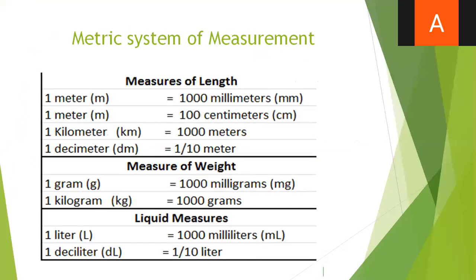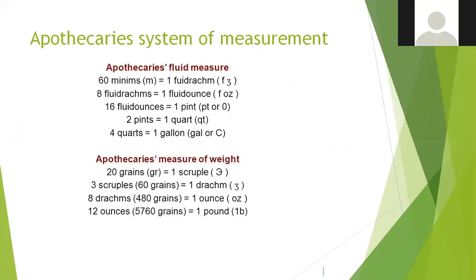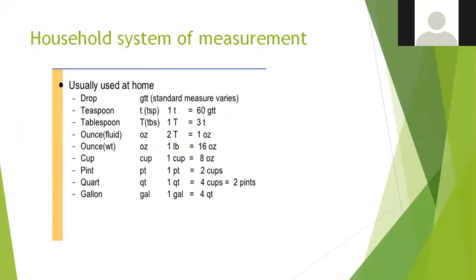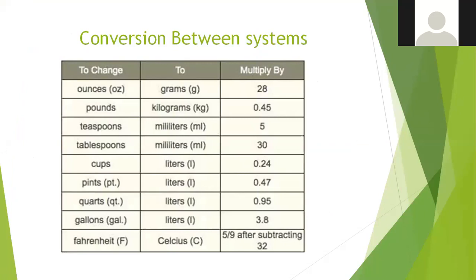Okay, concerning the calculation, as you can see on the screen, next slide. When you want to do conversions between systems, you are given a temperature in Fahrenheit and you want to convert it to Celsius. In converting it to Celsius, you have to multiply by 5/9 after you have subtracted 32.